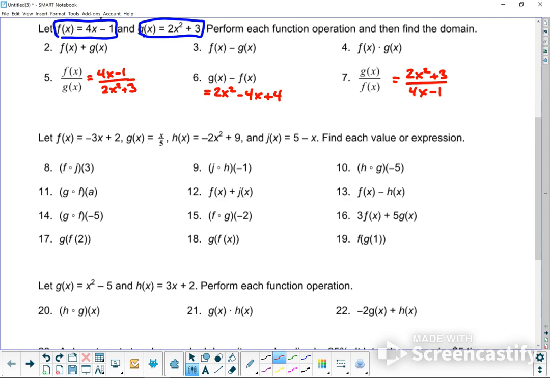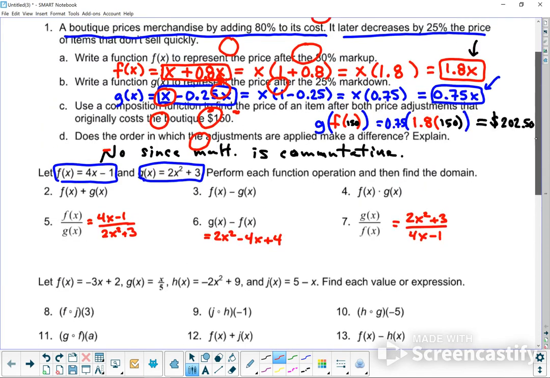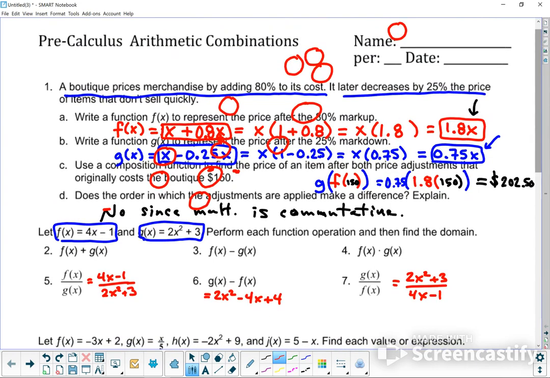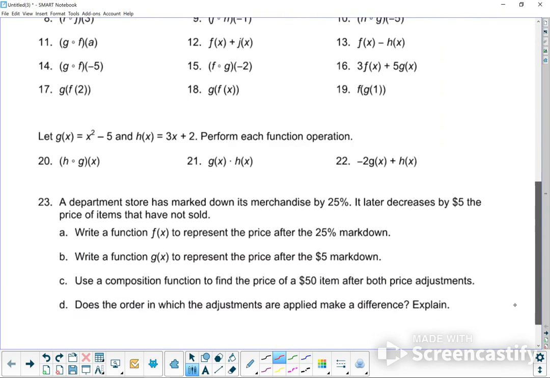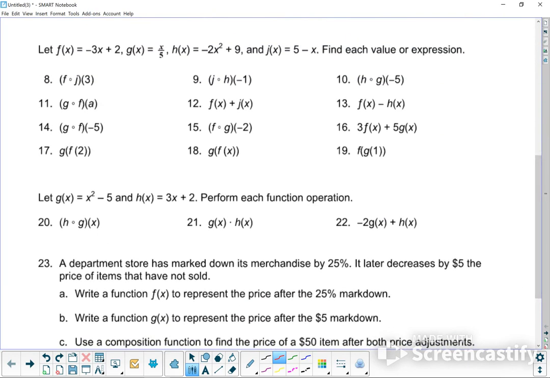Okay. Let's see. Quite a bit already. Okay. So let's go ahead and get this done.